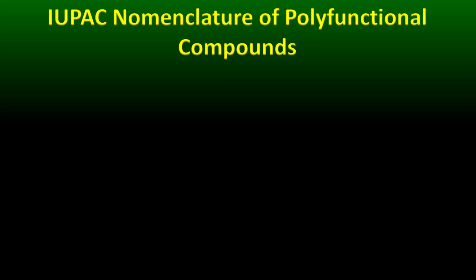And today we have the mother of all videos. We're looking at polyfunctional compounds, compounds in which we have polyfunctional groups. That means multiple functional groups. So what happens when you have various types of functional groups in a particular carbon chain?